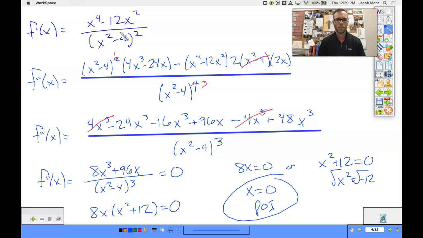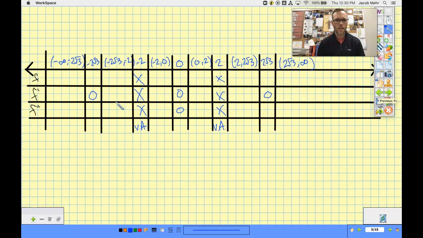Here's f prime. I notice that the denominator is always positive, which is kind of nice. So if I put negative 4 in, I'm going to take negative 4 to the 4th minus 12 times negative 4 squared, and I get positive 64. Yeah, that's a positive. So I'm going to come in my table, and I'm just going to write a plus here. I know that means it's increasing.